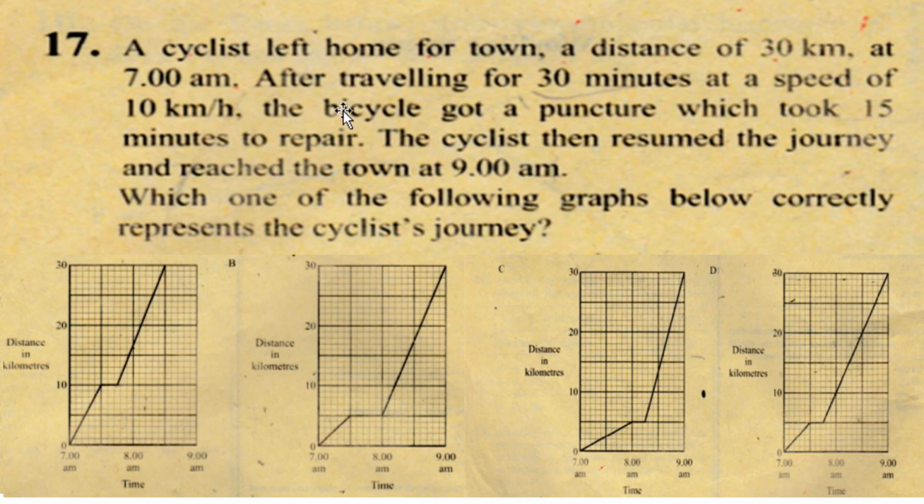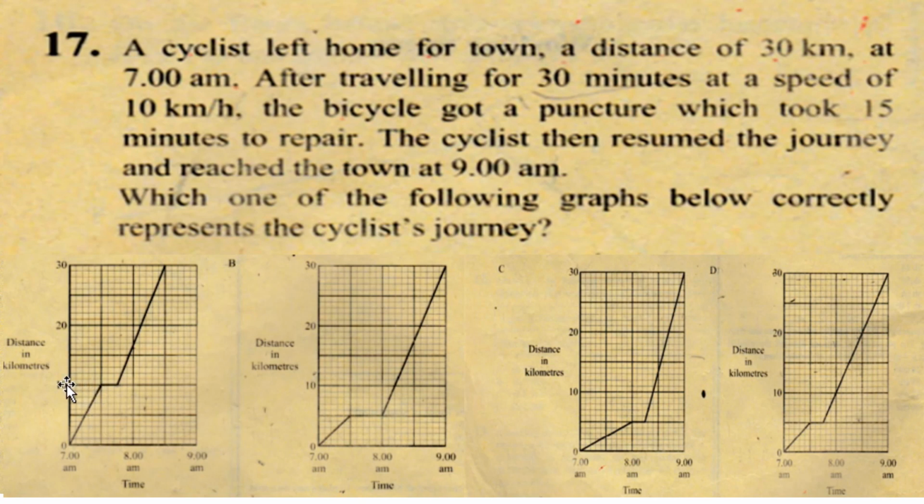Then we move to, he was traveling at a speed of 10 kilometers per hour, meaning after 1 hour, he's supposed to cover 10 kilometers. After every hour, he's supposed to cover 10 kilometers. Does the first graph show that? The first graph shows that after half an hour, he has covered 10 kilometers. That is wrong because we are told he was covering 10 kilometers after an hour, and this is after half an hour. That's when he has covered 10 kilometers.